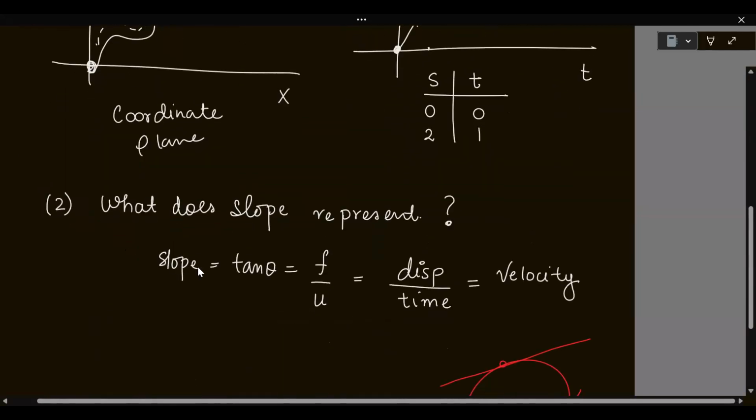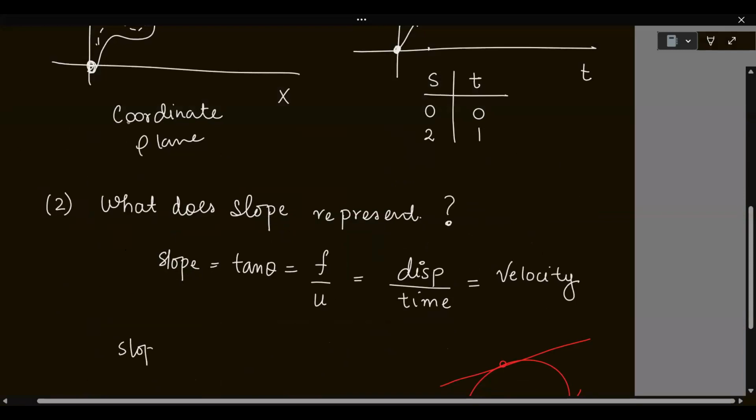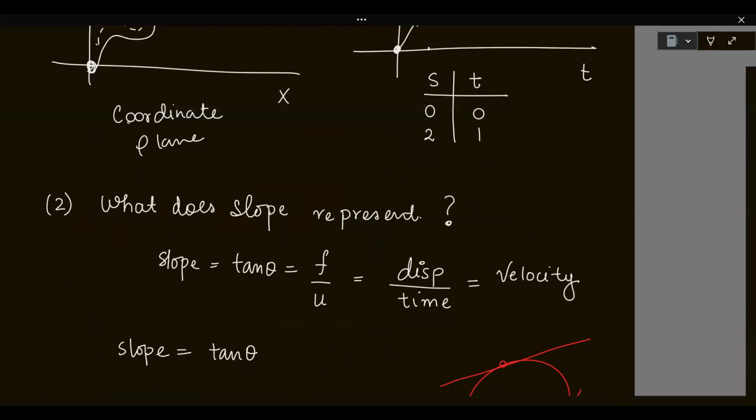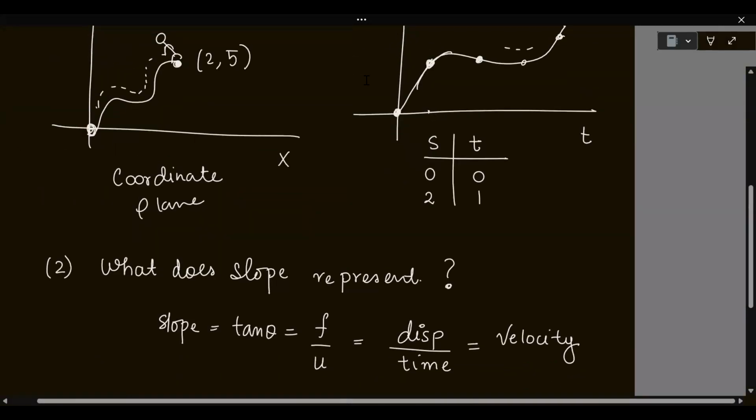1 meter per second. Yes, because we just discussed, guys, the slope is given by tan of theta, and theta is the angle that the tangent makes with the x-axis. And I just said that theta is 45 degrees. So all you had to do was tan 45. So that means 1 meter per second, guys.